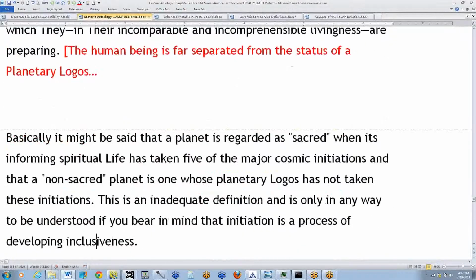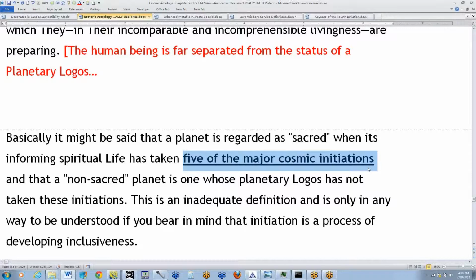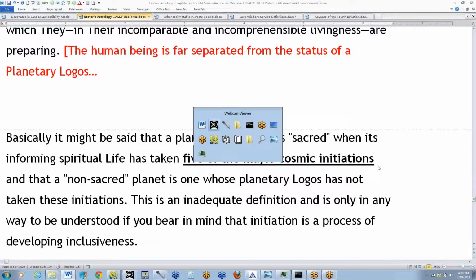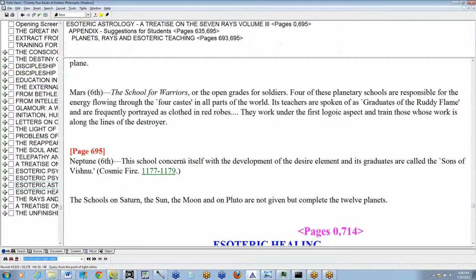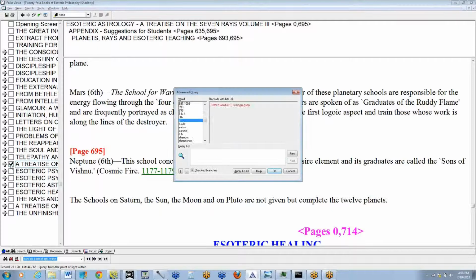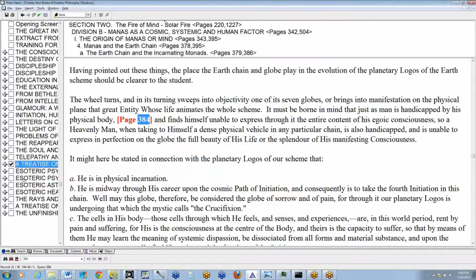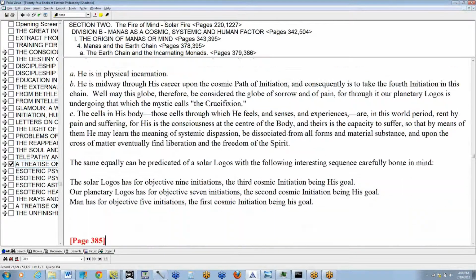Basically, it might be said that a planet is regarded as sacred when its informing spiritual life has taken 5 of the major cosmic initiations. Now, this is a question. There are lesser initiations and there are greater initiations. Page 384 of a Treatise on Cosmic Fire shows this to us, and I think, by now, if you've worked along with me in this, you've seen this page because I frequently refer to it. But we see a series of greater initiations and lesser ones.